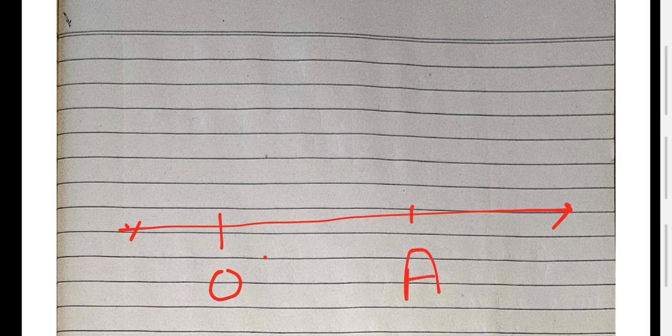Okay, once again I am making it here. Suppose it is O and here you can take A, and the gap between them is 2 unit. It may be 2 centimeter, 2 meter, whatever you want you can take, or you can consider 2 centimeter as 1 unit. It means 2 unit you take here. Okay, now what you do?